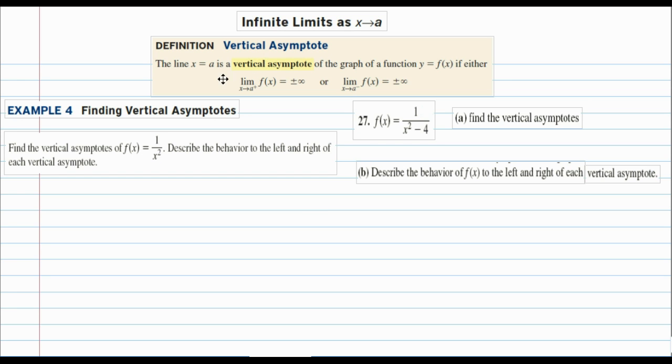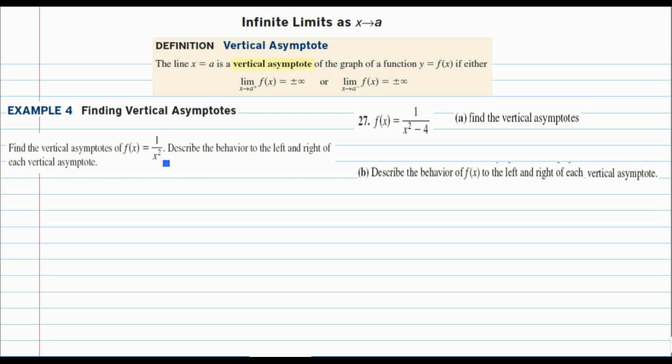In calculus, we define a vertical asymptote as a line x equals a when the limit as x approaches that a value from the right is either positive or negative infinity, or when the limit as x approaches a from the left is either positive or negative infinity. Either one or both. So for example, find the vertical asymptotes of f of x equals 1 over x squared.